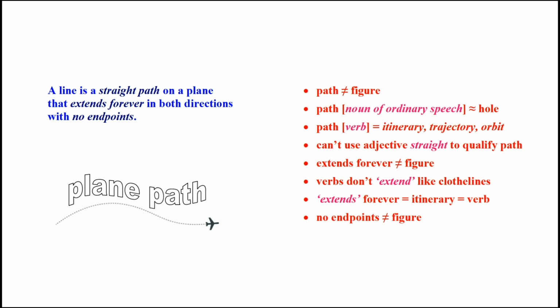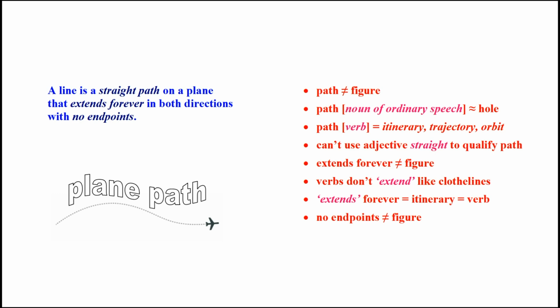And verbs don't extend. So if path is a verb, then you cannot talk about extending it like you would extend a clothesline. Okay? Extends forever, again, he's talking about an itinerary. He's talking about motion. There is no object that extends forever. Whenever you talk about forever, meaning time, eternal, or use any of those qualifiers, you're talking about something different.